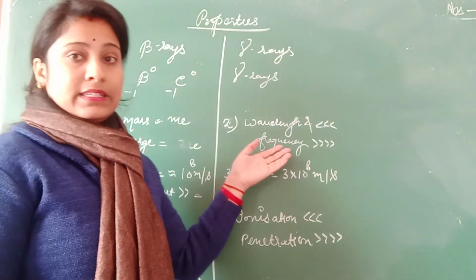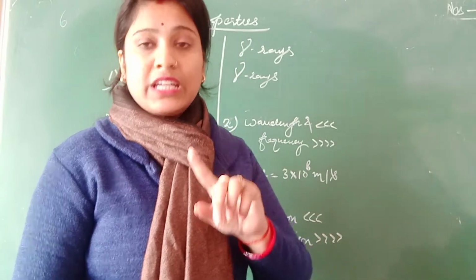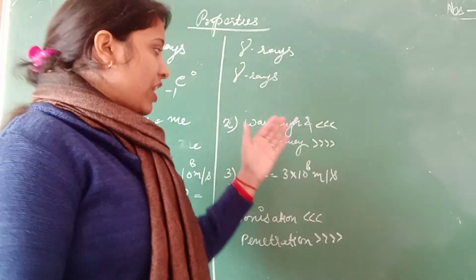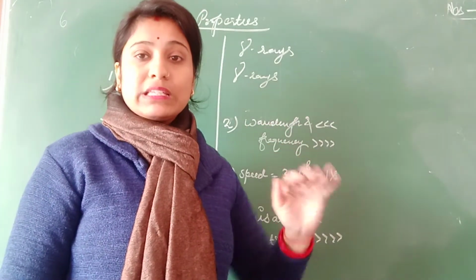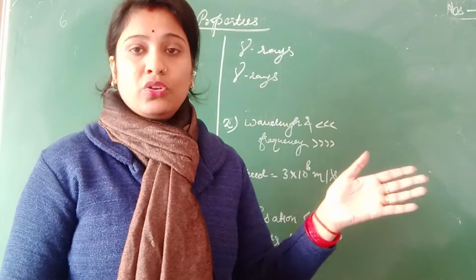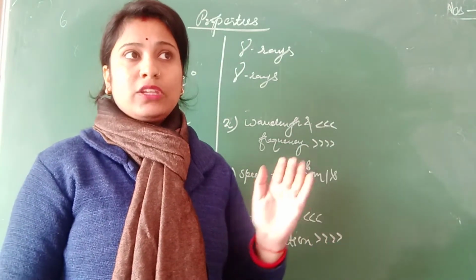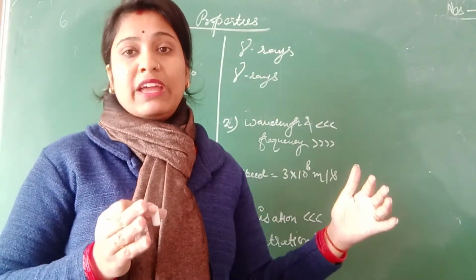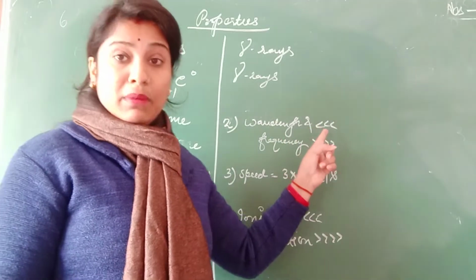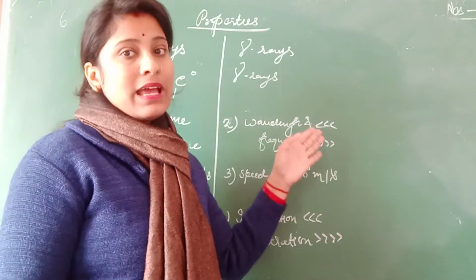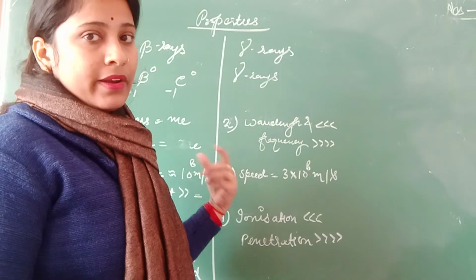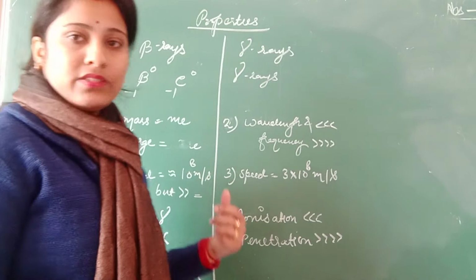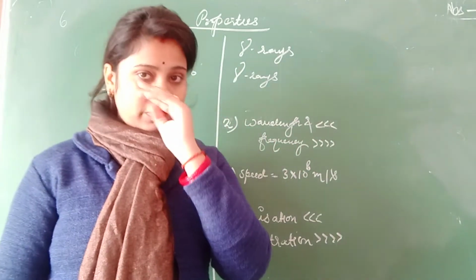What about gamma? We have studied gamma rays in the electromagnetic spectrum, where we basically deal with wavelength and frequency. Gamma was the extreme rays, the rays on the extreme left, which had minimum wavelength and maximum frequency. So whenever we talk of gamma rays, we do not consider mass and charge. We discuss wavelength and frequency. It has minimum wavelength and maximum frequency.